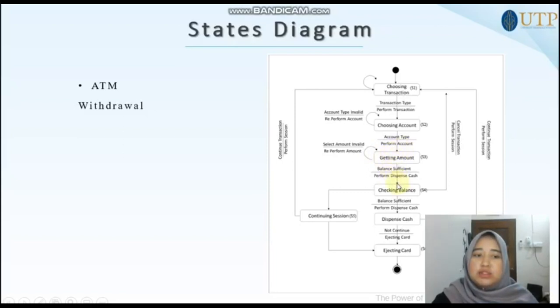In this stage, the user will check the balance in the system. If the balance is sufficient, the system will proceed to dispense the cash and print the receipt. If the balance is insufficient, the system asks whether to continue the session or not. The user can just choose to continue to perform another transaction, where the system proceeds to choosing a transaction. Otherwise, the session terminates and the card is ejected.